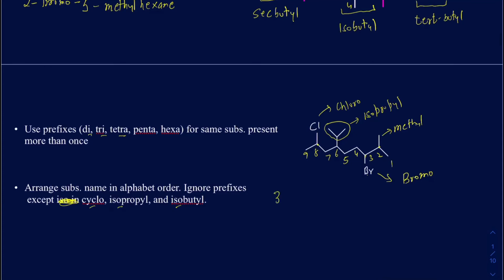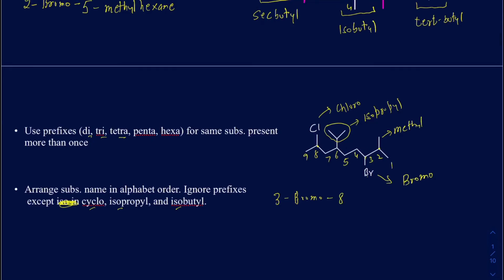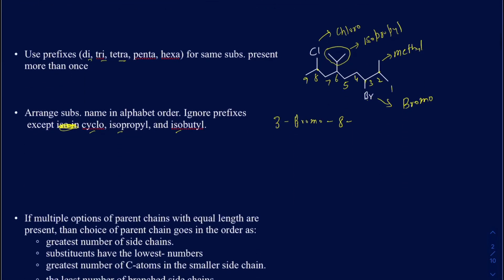So I got 3-bromo. And then after bromo, you're going to have chloro, so it's going to be 8-chloro. After chloro, now you've got methyl and isopropyl left. Remember, in isopropyl, I do count the i in the alphabetical order. So it's going to be 6-isopropyl.